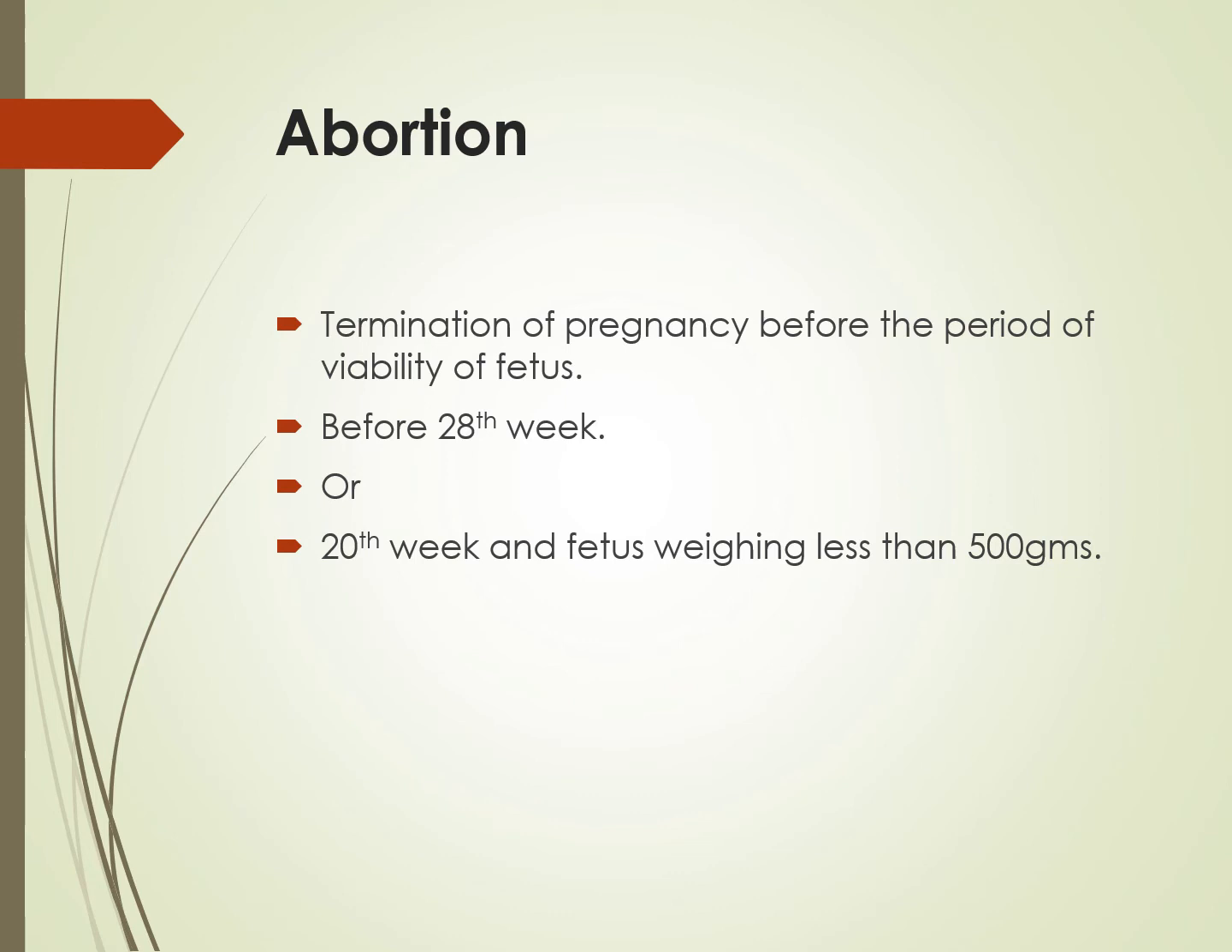When the baby is unable to survive, usually it is before 20 weeks of pregnancy are completed, the baby is unable to survive on its own. And if the weight of the baby is less than 500 grams, it is considered that the baby would not survive. So termination of pregnancy before that would be considered abortion, and it can happen naturally, spontaneously, leading to the hemorrhages, the bleeding through the vagina.